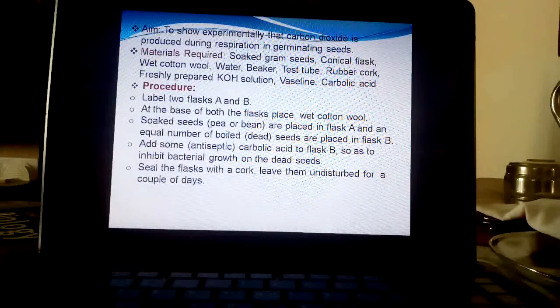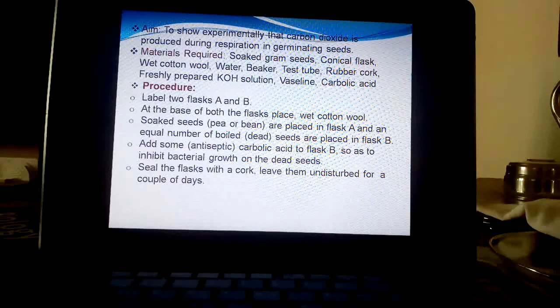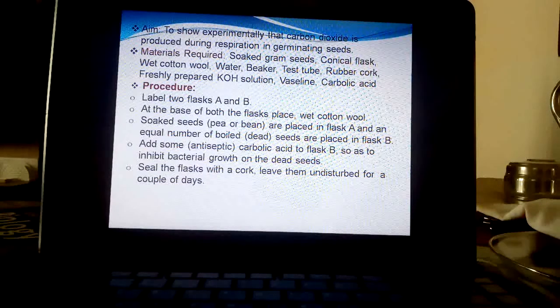What are the materials required here? Soaked gram seeds, conical flask, wet cotton wool, water beaker, test tube, rubber cork, freshly prepared potassium hydroxide solution, Vaseline, carbolic acid, etc. Now the procedure: take two flasks A and B, label them, and at the base of both the flasks place wet cotton wool.